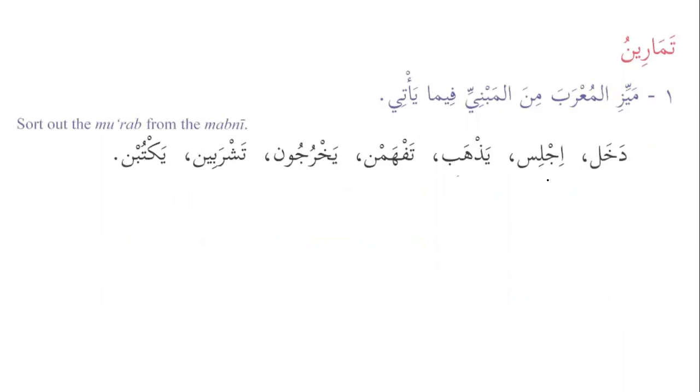Okay, so I think just a couple of exercises. Yeah, we have around 5 minutes. Tamarinu, mayyiz al-mu'raba min al-mabni fi ma ya'ti. Sort out the mu'rab from the mabni. Dakhala. Mabni. Why? Past, madi. It is madin mabni. Yes. Ijlis. Mabni. Amar mabni. Fail al amr. Excellent.